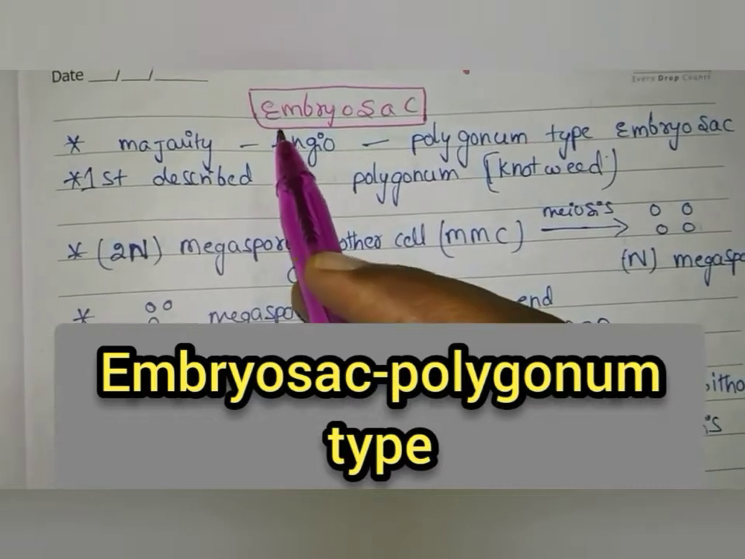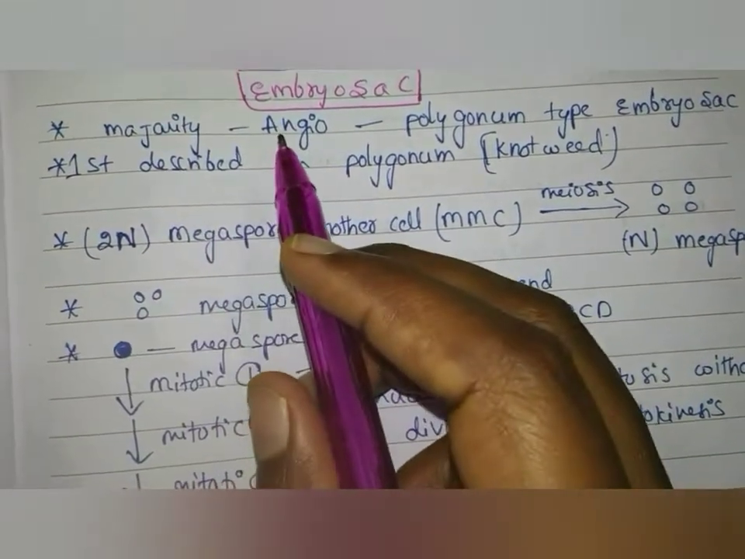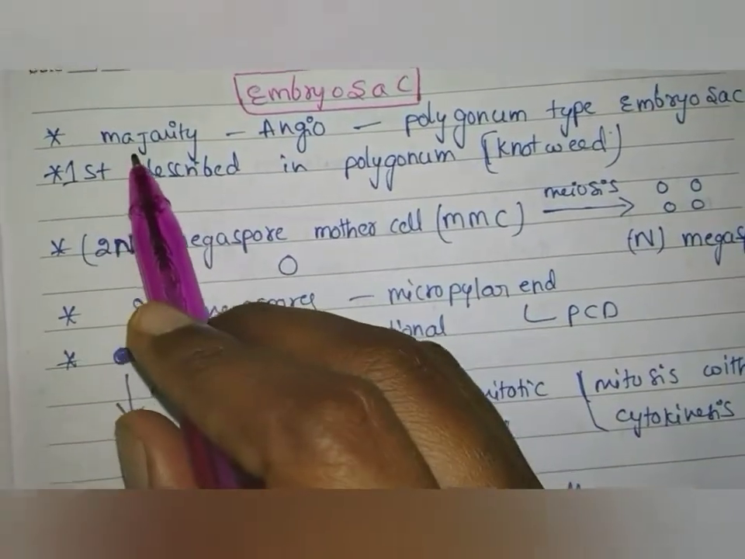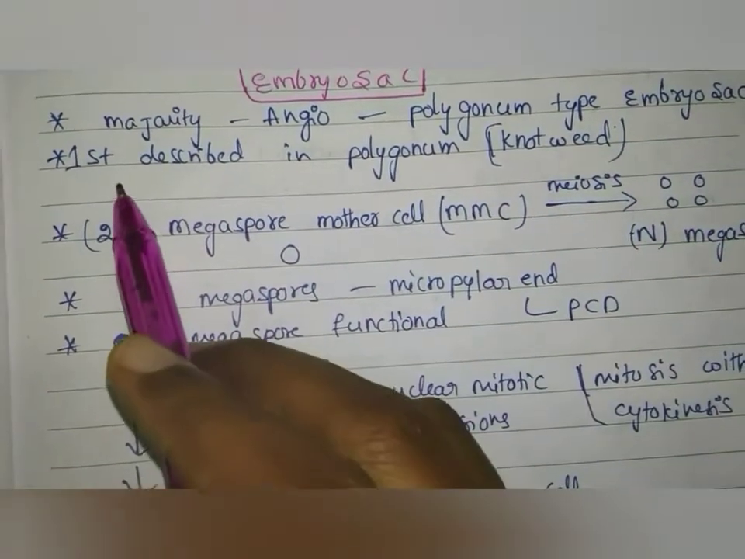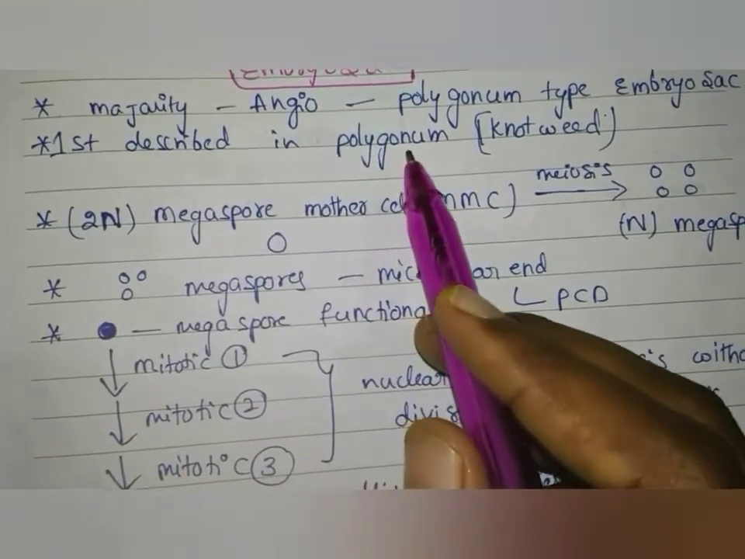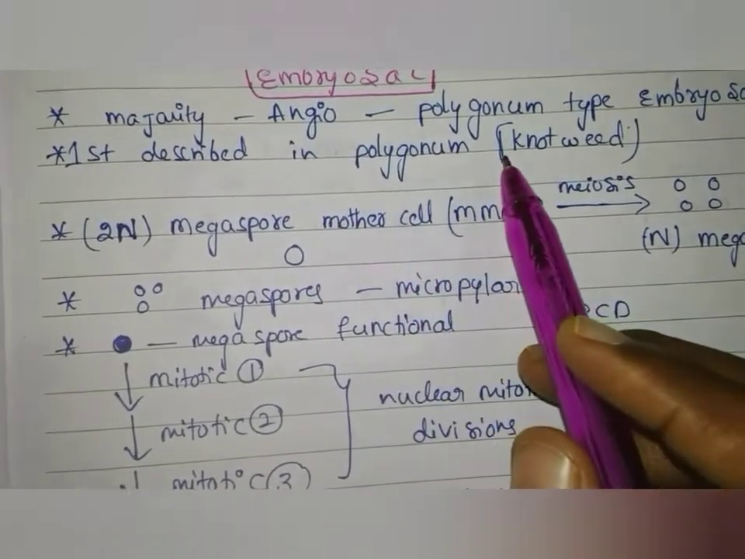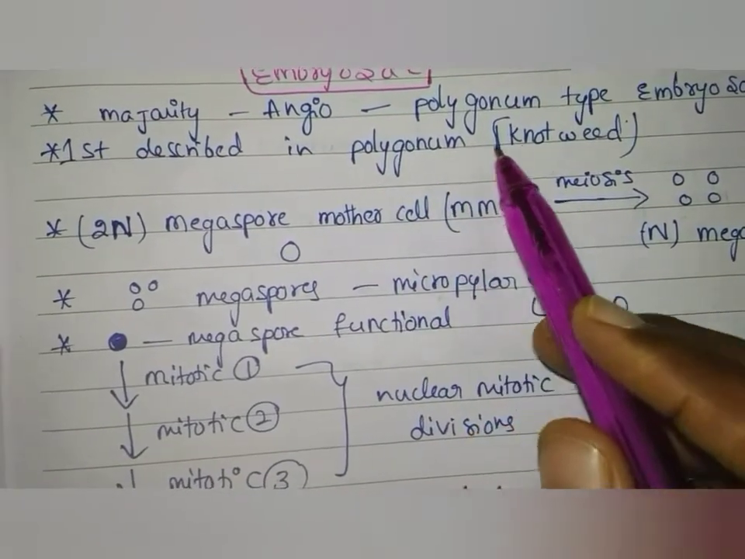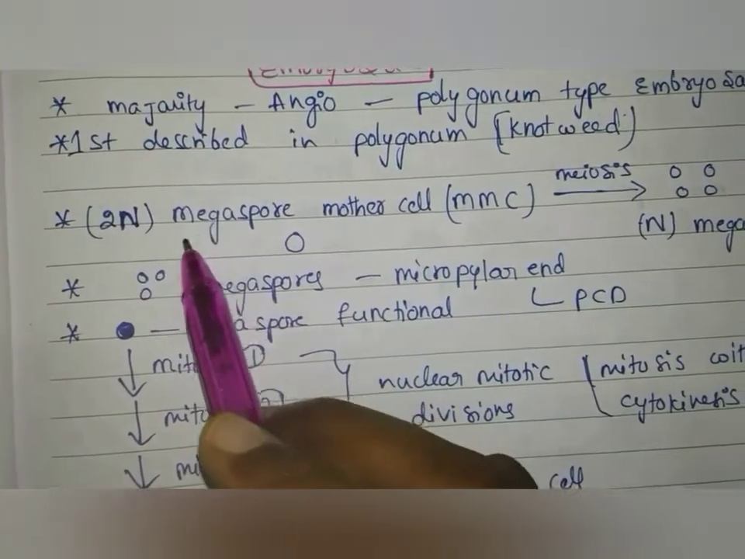Hi friends, our next topic is embryo sac structure and what are the cells in that we are going to explain. Here, the majority of the angiosperms have the Polygonum type of embryo sac. It was first described in Polygonum, so this type of embryo sac is called the Polygonum type. Polygonum is a species which is also called knotweed, which is its common name.